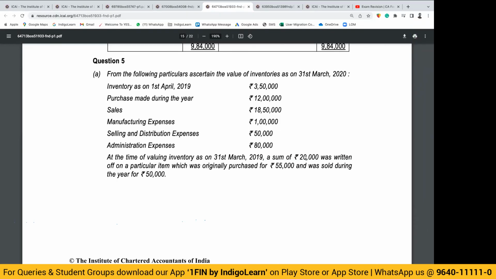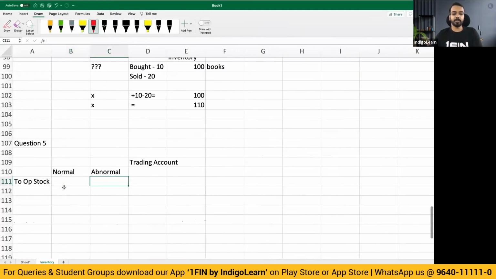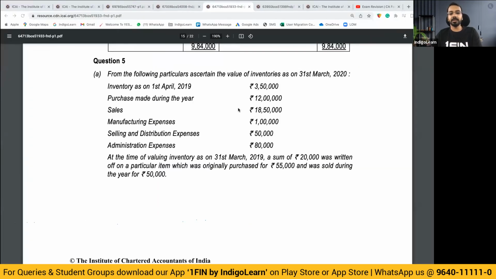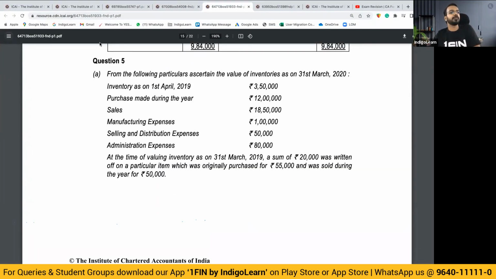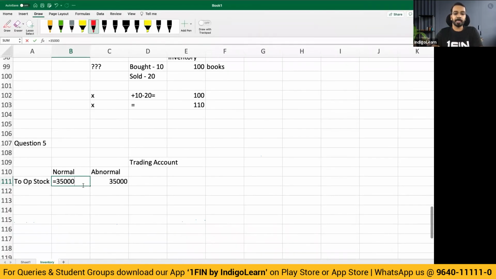35,000. See, you purchase something for 100. While valuing that inventory, you said, no, this is not worth 100. I'll write off 20 rupees. So 80 rupees is the value of inventory. So even here, it was purchased for 55. But we said 20,000 is not recoverable. We'll write off 20,000. So the value of inventory is 35,000. So here, abnormal is 35,000. Out of 350, if abnormal is 35,000, then what is the normal? Normal is 350 minus 35, which is 3,15,000. Okay, this is the opening stock.